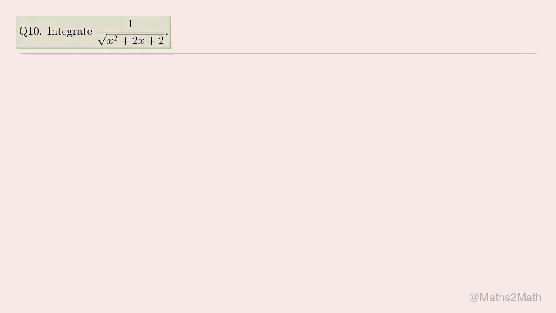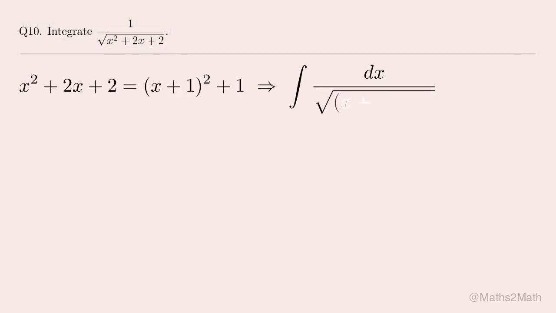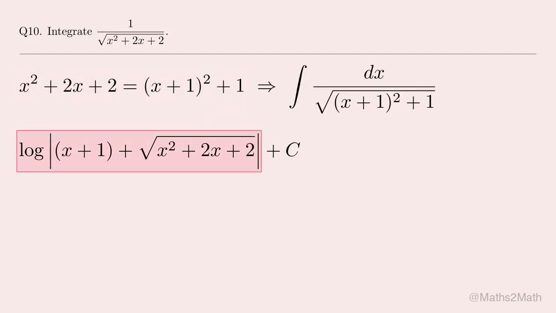Question 10. Complete the square under the root. X plus 1 squared plus 1. The completed square shows the log pattern. The log of the shifted x plus the root.